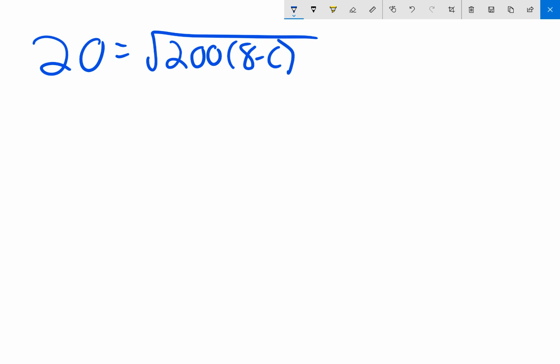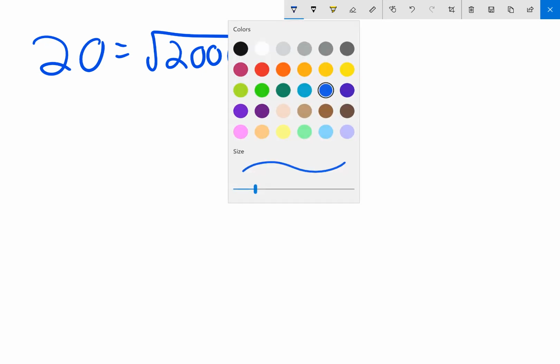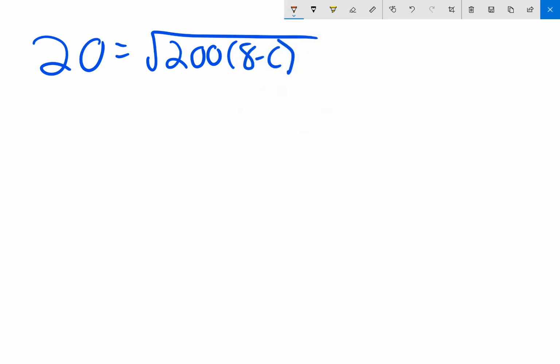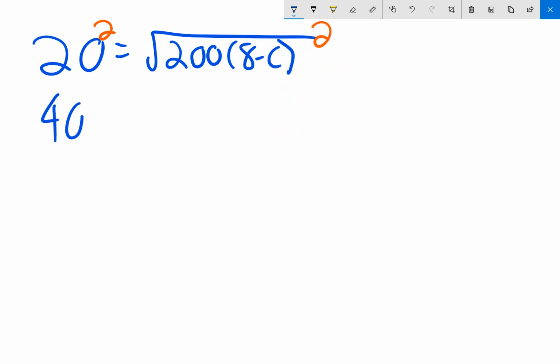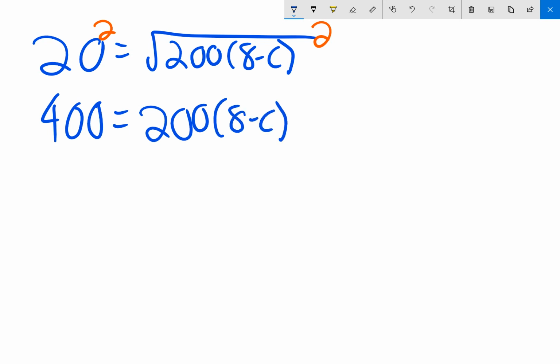Now, there's a couple ways you could go about this problem. But I think what I would do is treat it just like a normal solving problem, kind of like 13, 14, or 15. Everything is inside the radical. So if I want to, I can square both sides and I can remove this radical sign. So that would mean 20 squared, which is 400, equals 200 times 8 minus C.